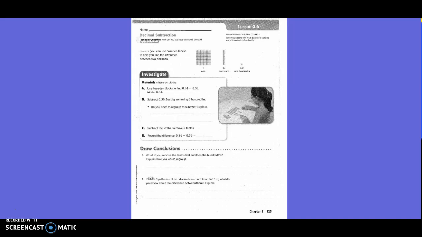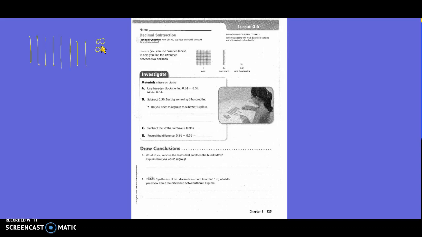It says use base 10 blocks to find 84 hundredths minus 56 hundredths. It says to model 84 hundredths. So we draw how many longs? 8. We draw 8 longs and how many small cubes? 4. And then 4 small cubes.